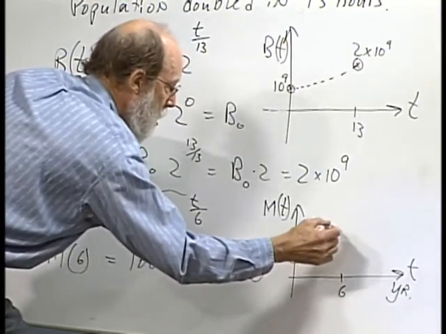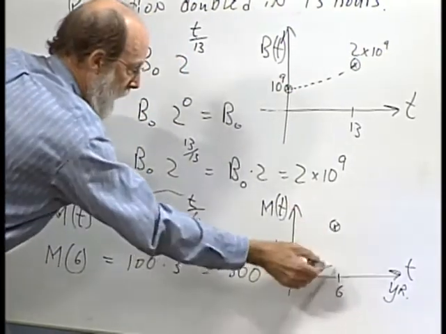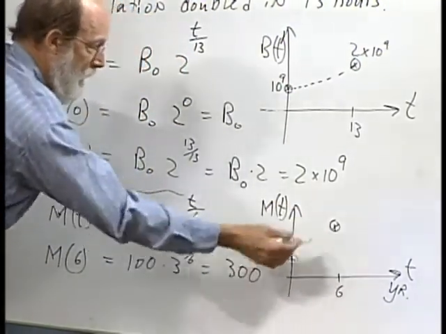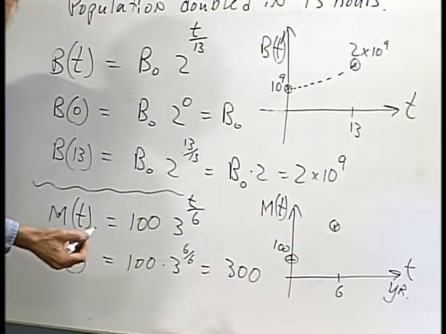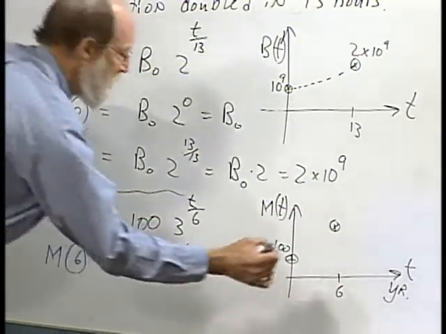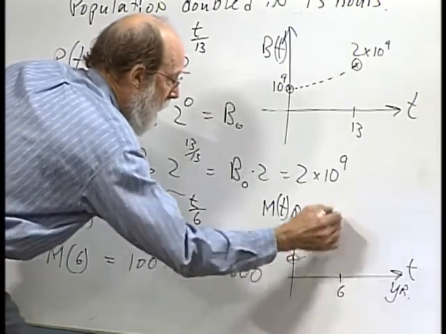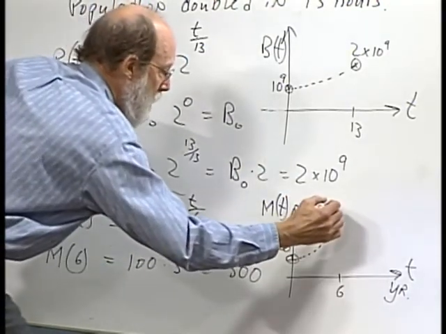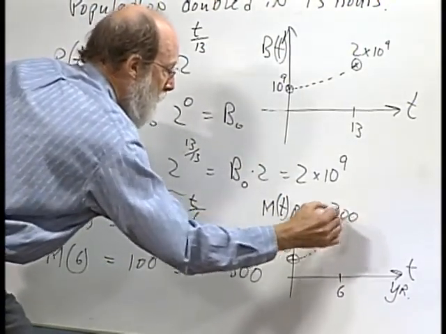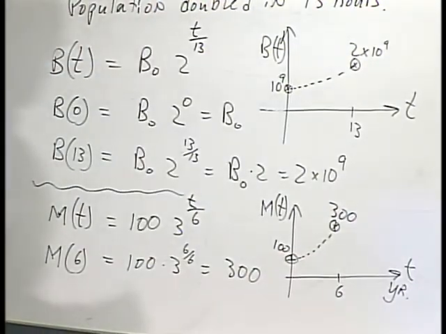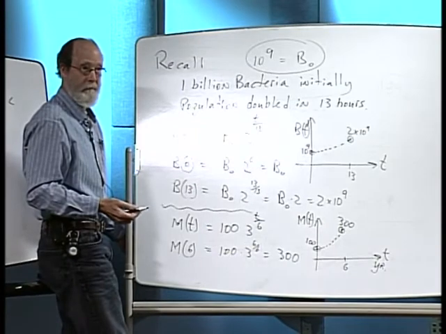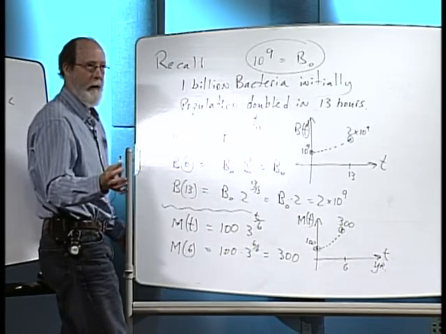It's going to grow to 3 times that. Try to get in the habit of drawing your sketches relatively to scale. So the graph is going to rise like that to $300 in 6 years, that model. Any questions on that? Not too bad, is it?